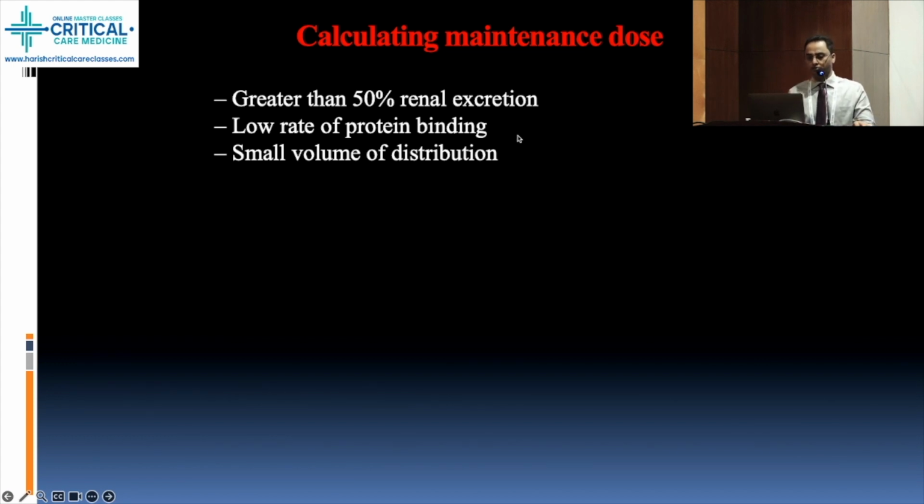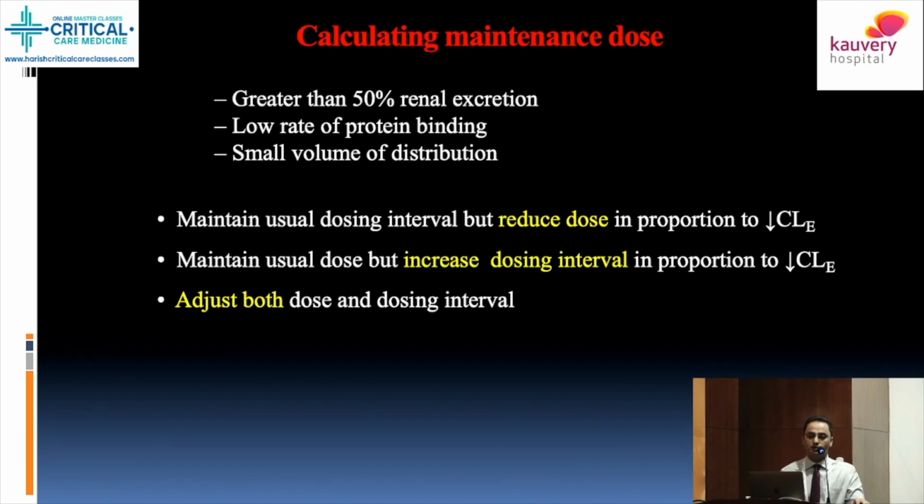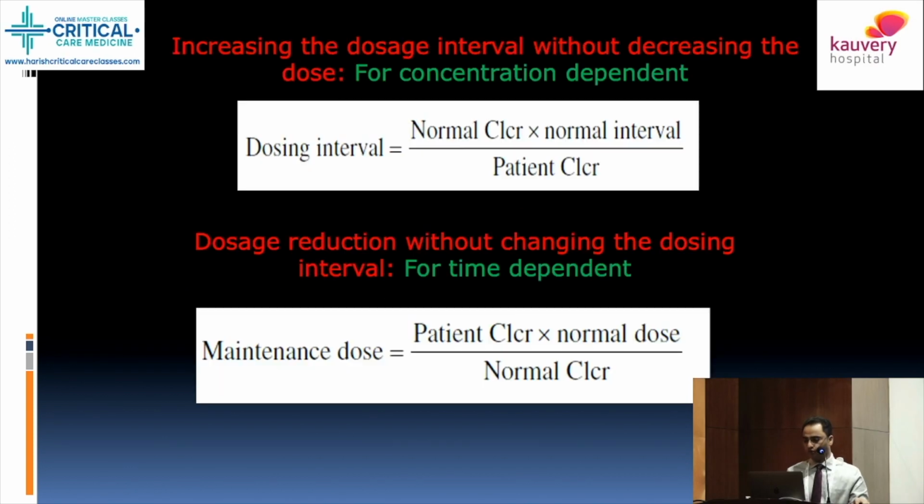When it comes to calculating the maintenance dosage, for greater than 50% renal excretion, definitely we need some adjustment for the maintenance dosage. Low rate of protein binding, small volume of distribution, all these things we need to take care of. One way of adjusting the dosage is to increase the interval. If you are giving meropenem 8 hourly, make it BD. Or if you are giving the aminoglycoside amikacin OD, make it once in 48 hours. The other way of adjusting is, if you are giving 1 gram meropenem, instead of 1 gram you come down to like 500 milligram. So these are the two ways which we can adjust.